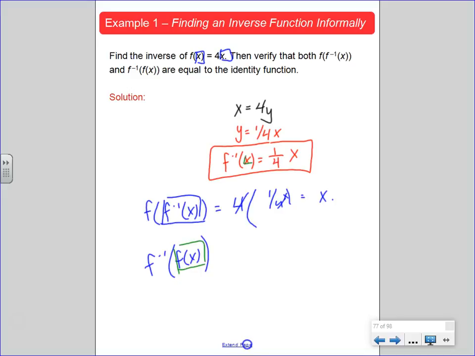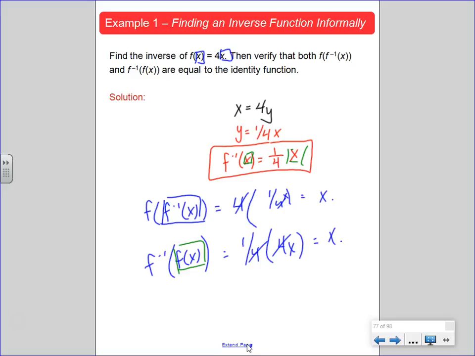So if I was to go into the inverse, it would plug in there, and I'd end up with 1/4 times f of x. Does it work? Yeah, verified. No matter how you do a composition, no matter which direction you go, you end up with your final answer of x.